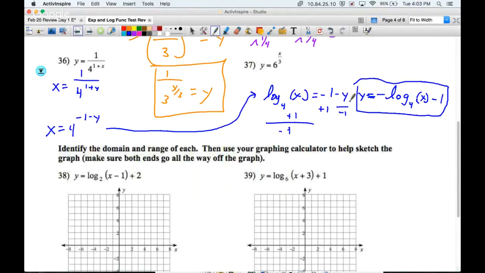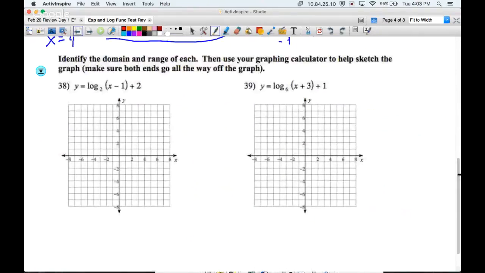I'm thinking the way that the other answer was gotten was by taking this exponent, writing it out in front, making it 1/4 to the power of 1 plus x, and then rearranging it from there. But all right, let's move on to our last two.